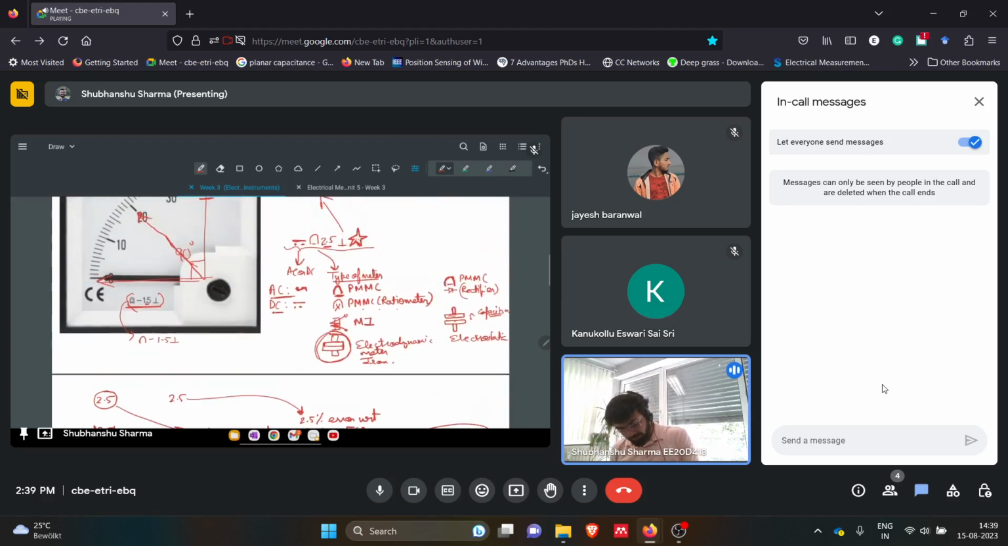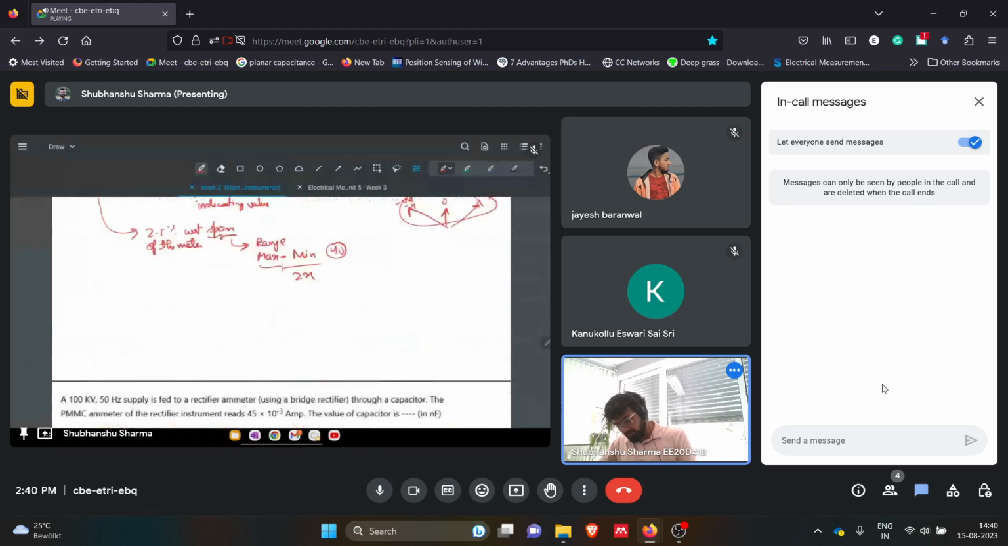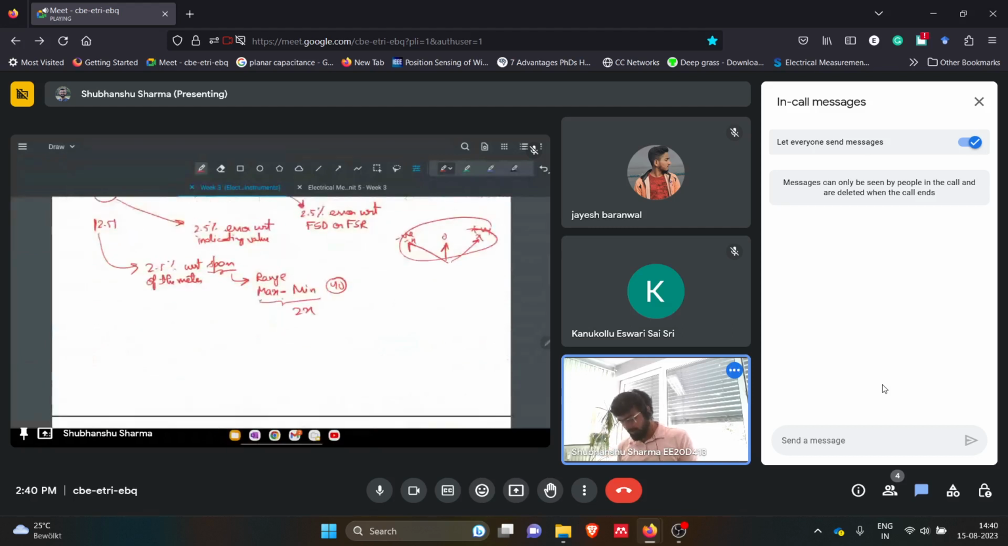Now we have another symbol, this one. This symbol denotes how the meter should be kept to take the readings. There are three symbols in this, so I will just write it down here. This represents the type of mounting.